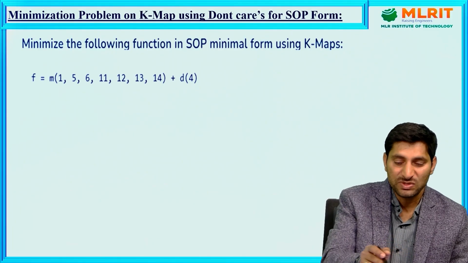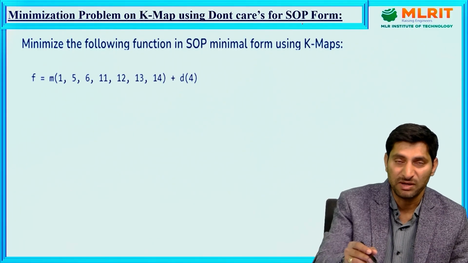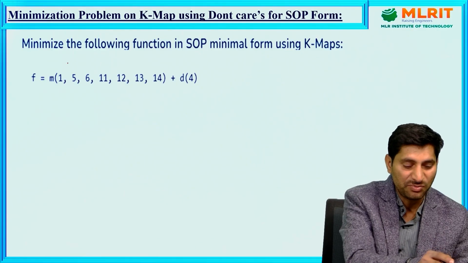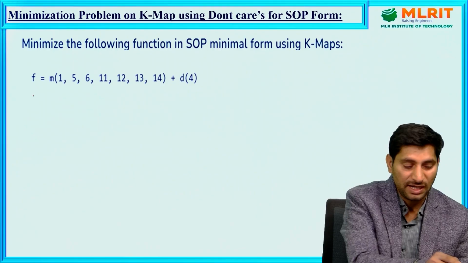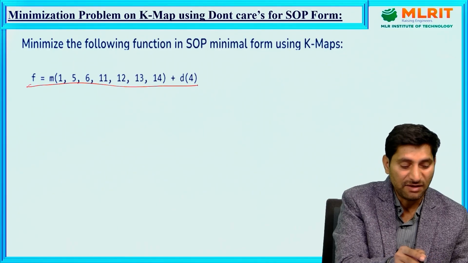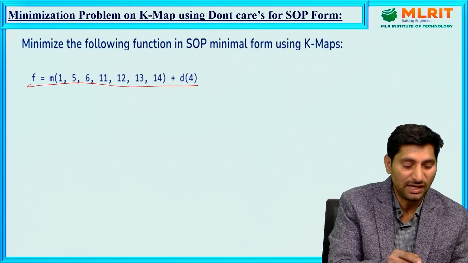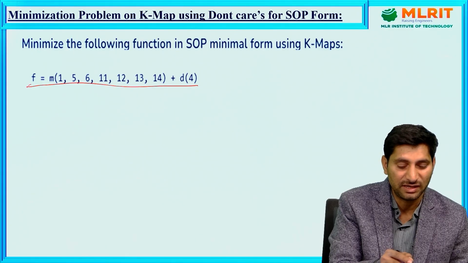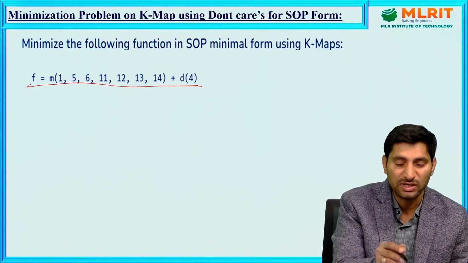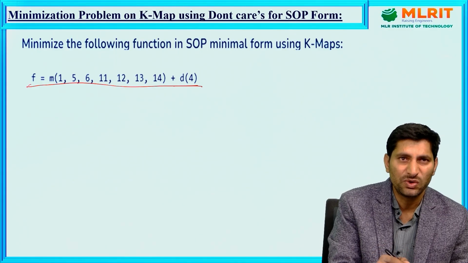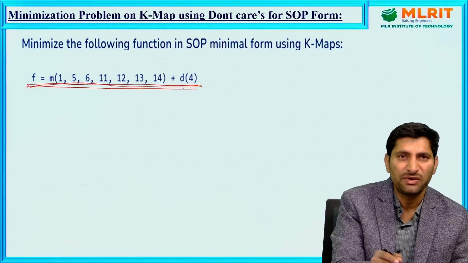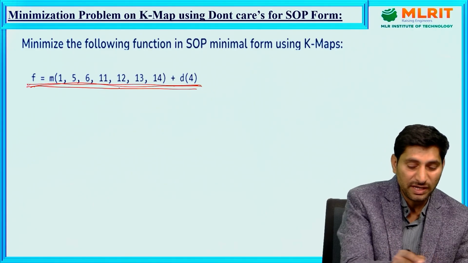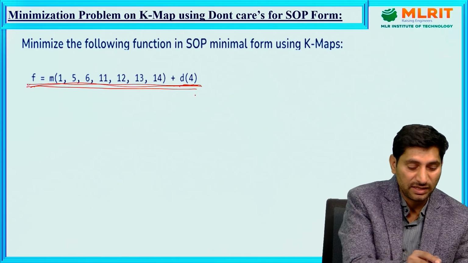Next, let us see one more problem: minimization of K-map using don't care, for SOP form. Next example: minimize the following function in SOP minimal form using K-map. Let us take the function f equal to sum of m of 1, 5, 6, 11, 12, 13, 14 plus don't care. What are these don't cares? Don't cares are unspecified machine outputs. For these input combinations, the output will not be changed. So here the don't care term they have given is 4.